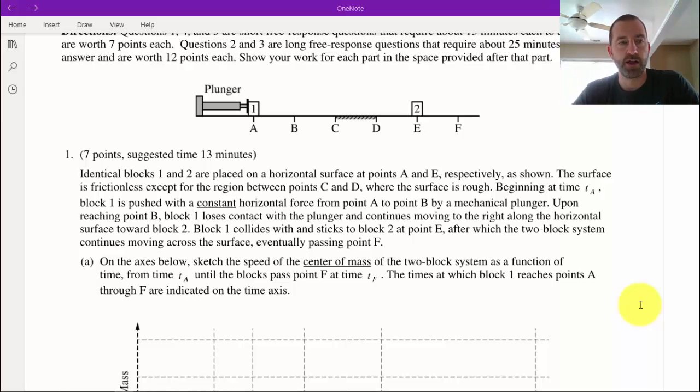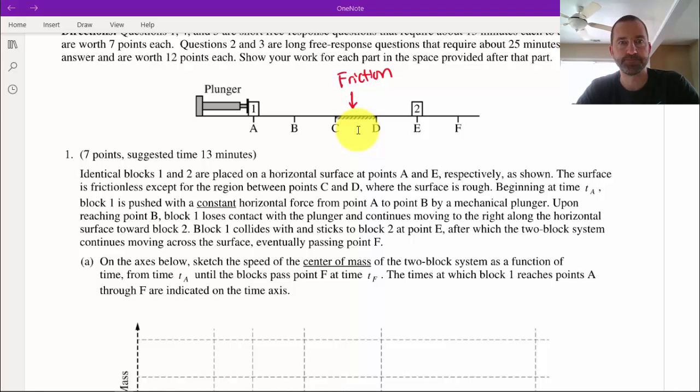It says identical blocks 1 and 2 are placed on a horizontal surface at points A and E respectively. The surface is frictionless except the region between points C and D. So everywhere except between C and D is frictionless. I'm going to label that there's friction there. That seems important. So there's only friction there.